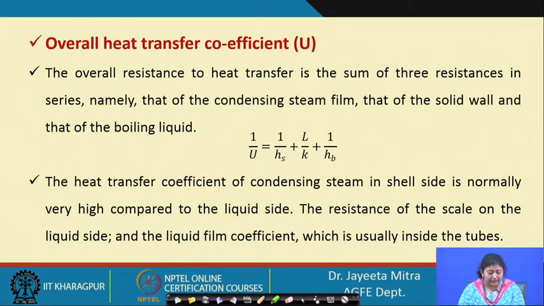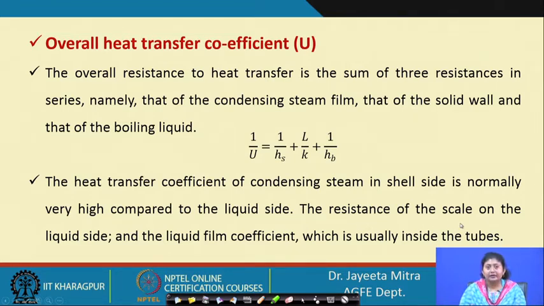So, we have seen that the heat transfer coefficient, that is Hs, of the condensing steam is normally very high compared to Hb, which is the convective heat transfer coefficient in the boiling liquid side. The resistance of the scale on the liquid side and the liquid film coefficient, which is usually inside the tube. Now, what is this resistance of the scale?